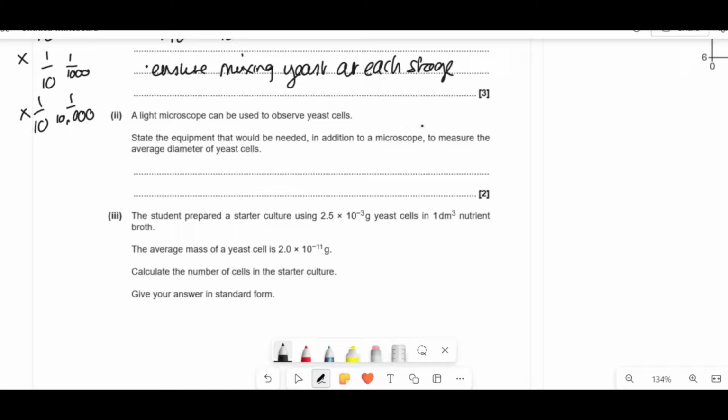A light microscope can be used to observe yeast cells. State the equipment that would be needed in addition to a microscope to measure the average diameter. So to measure them, you're going to need an eyepiece graticule. Or else how are you actually going to look at the line and measure against it? And also you're going to need a stage micrometer for a scale as well.